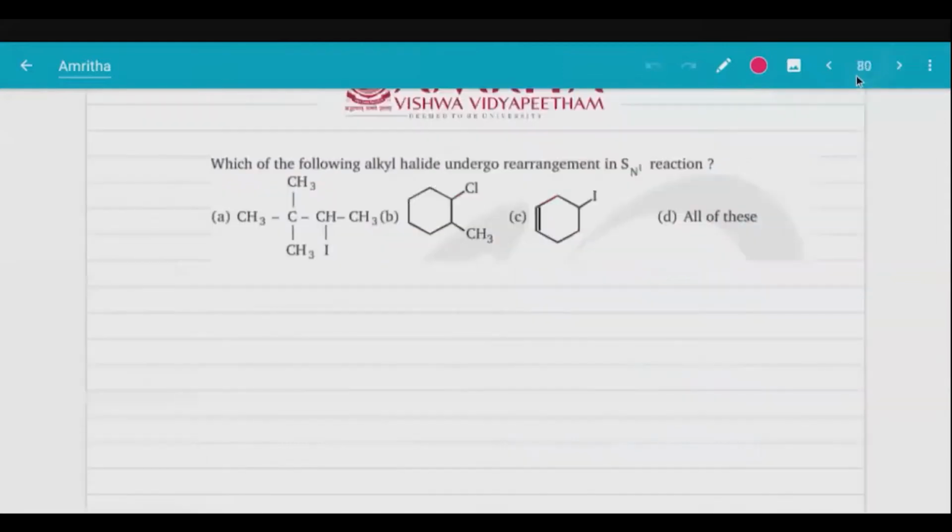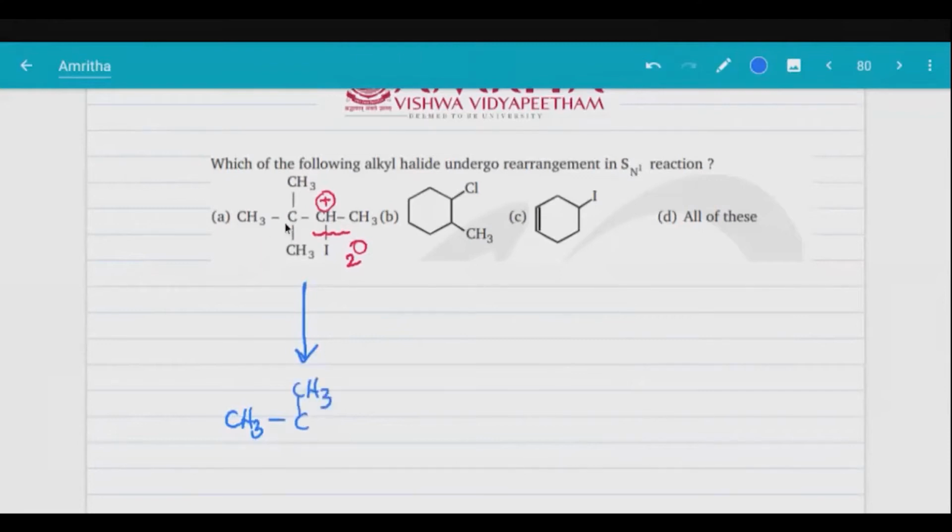Okay, look at this now. Which of the following alkyl halides undergo rearrangement in SN1 reaction? Where rearrangement is possible? Always think about the next carbons, whether rearrangement is there or whether you get any stable carbocation or not. So first one, look at this. I'll break here. Okay, put positive charge. So this is secondary carbocation, right? Will it shift to tertiary? Yes or no?